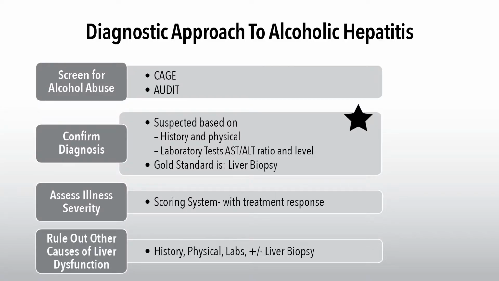The diagnostic approach to alcoholic hepatitis is expanded here. You screen for alcohol abuse and dependence with tests like CAGE and AUDIT. One that's not listed here is the MAST test, or Michigan Alcohol Screening Test. You confirm that diagnosis with a thorough history, basically from family members or support individuals, a good overall medical history, and physical examination. You're going to look at the AST and ALT levels and ratio, and typically in alcoholic hepatitis, the AST is higher than ALT, although the levels may be in the 50 to 250, 300 range.